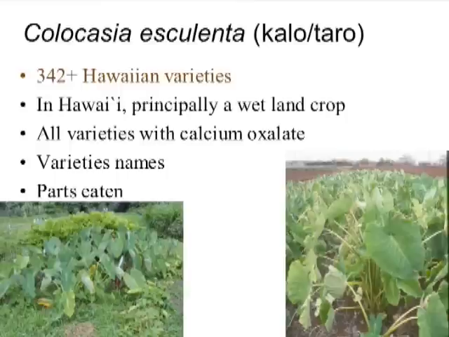Kalo is most noted for having calcium oxalate crystals in it, and these are often discussed as being the cause of the irritation, itchiness, or rash that can come if you either bite into raw plant material or eat it when it hasn't been cooked long enough.